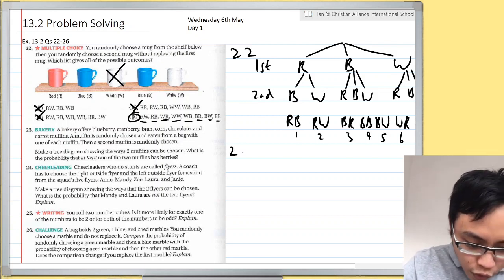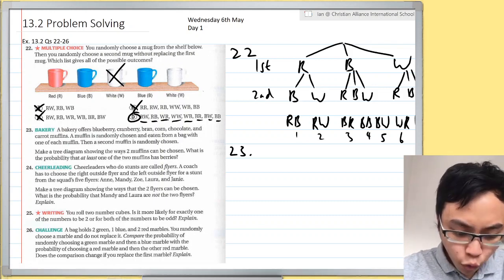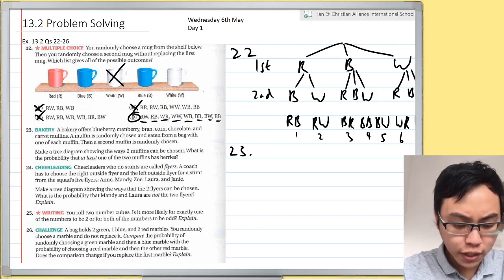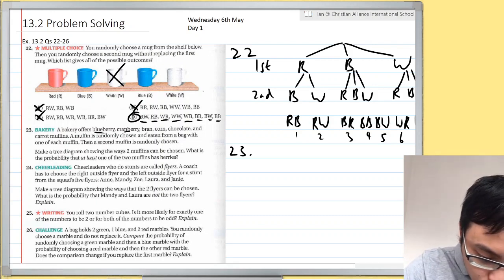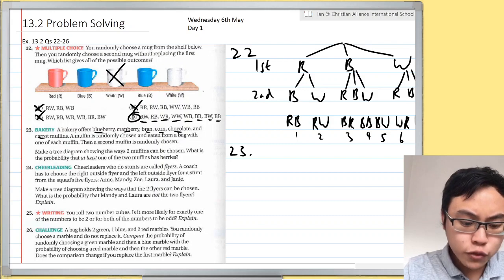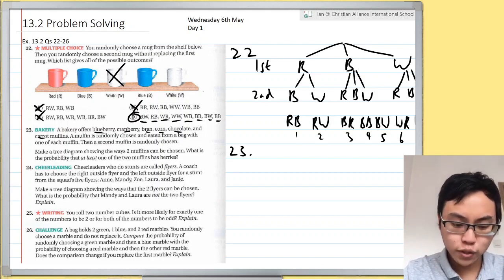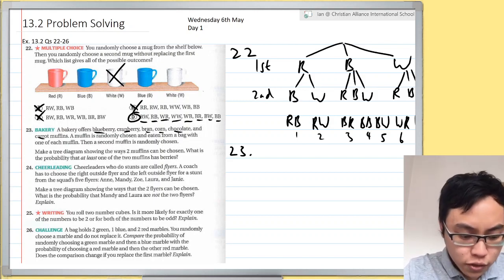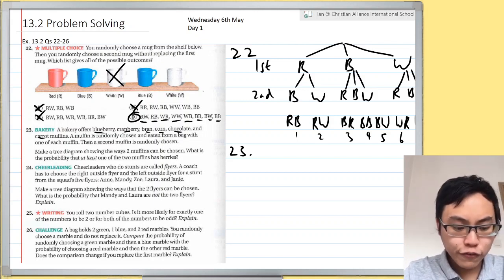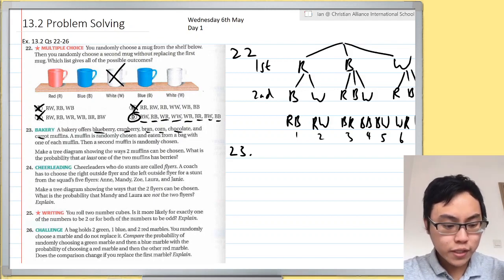Question 23. A bakery offers blueberry, cranberry, bran, corn, chocolate, and carrot muffins. So how many different types are there? There's 1, 2, 3, 4, 5, 6 different types of muffins. And so a muffin is randomly chosen and eaten from a bag with 1 of each muffin. So in that bag, there's 6 muffins, 1 of each. And so it says if a first muffin is randomly chosen and you ate it already, and then you go and choose a second one, make a tree diagram first.